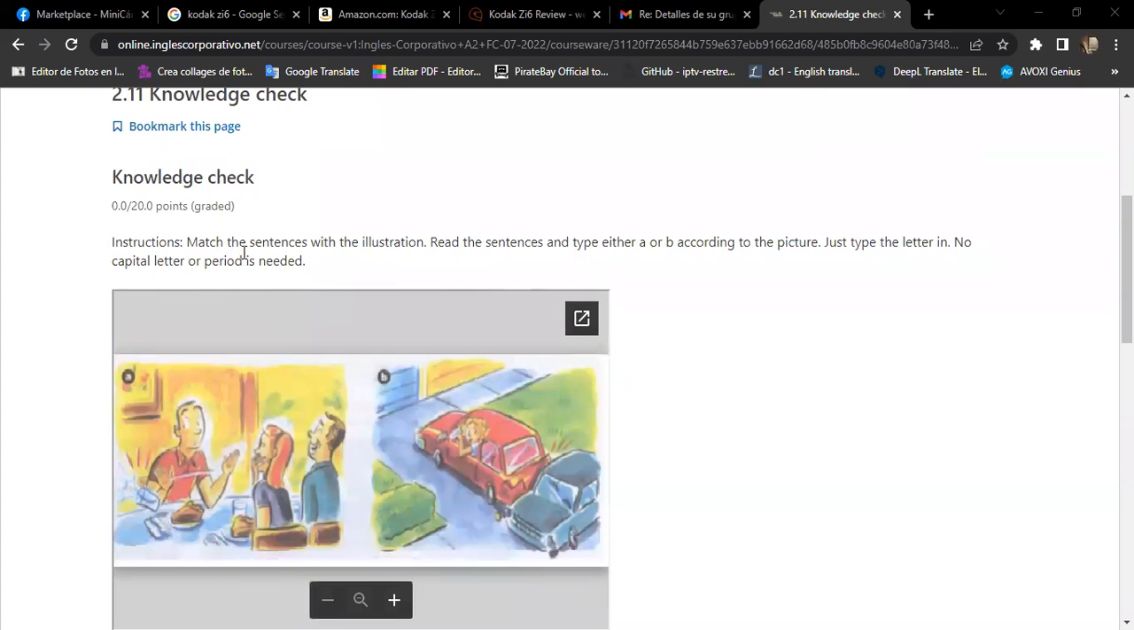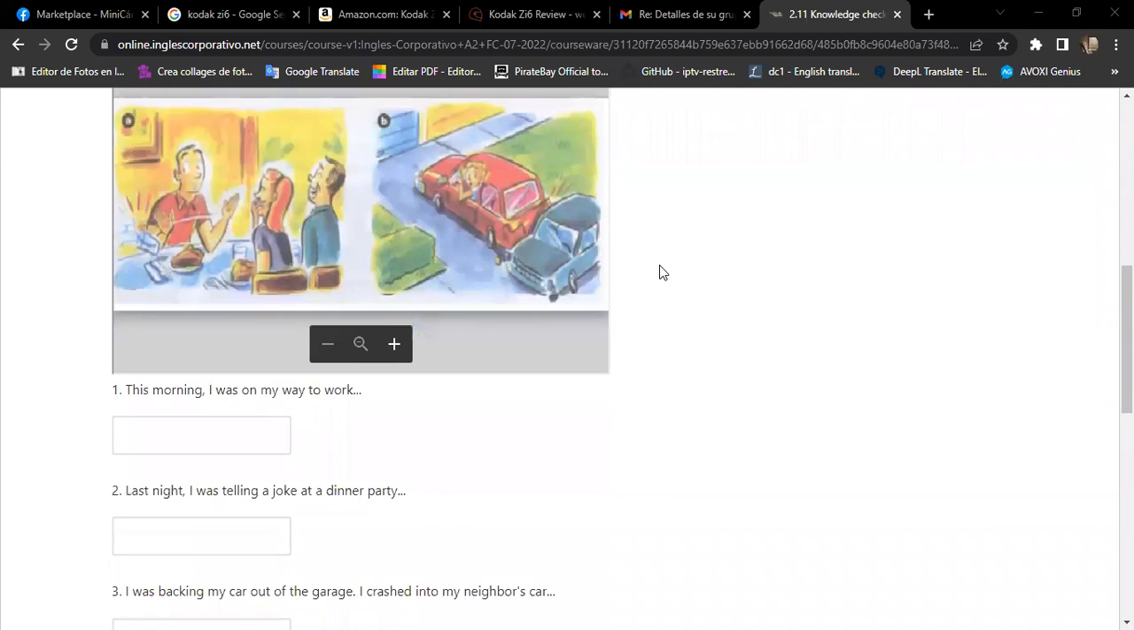Okay, look, instructions. Do you see my desktop? Yes, we can see. Okay, good. So it says match the sentences with the illustrations. Read the sentences and type either A or B according to the picture. Just type the letter in. No capital letter or period is needed.